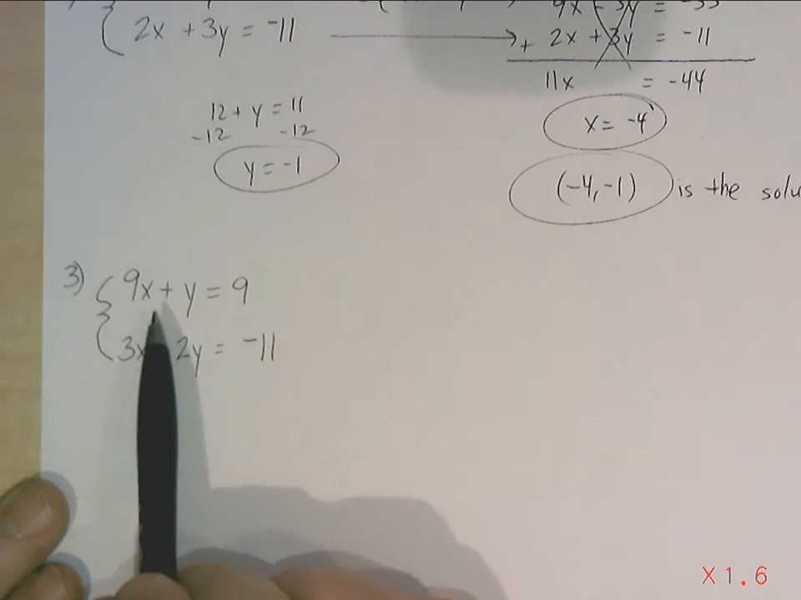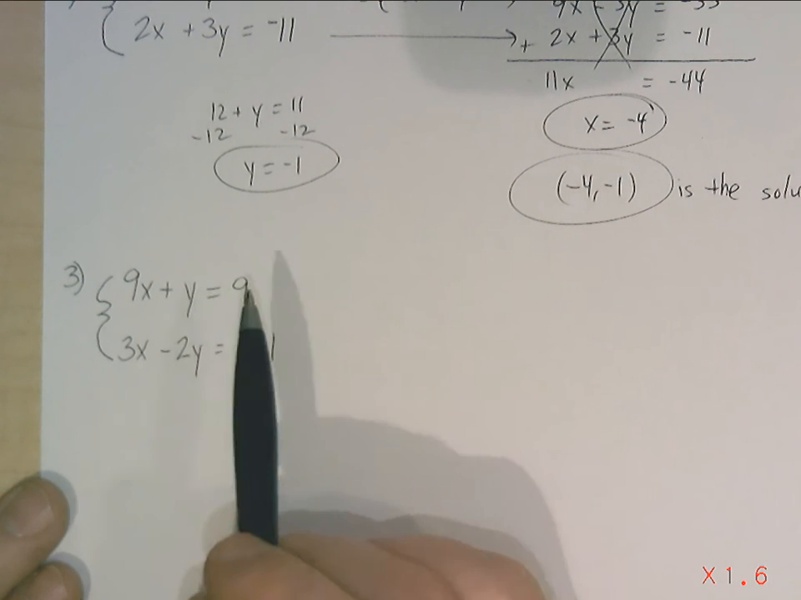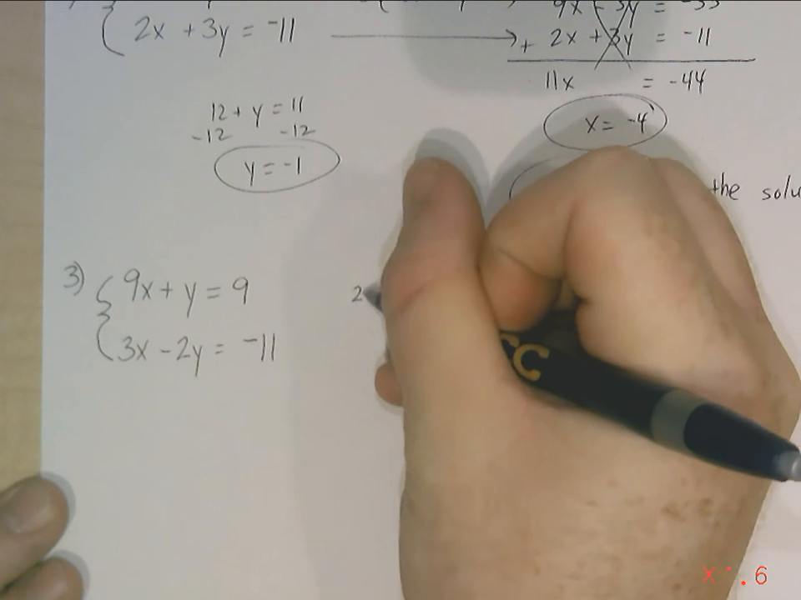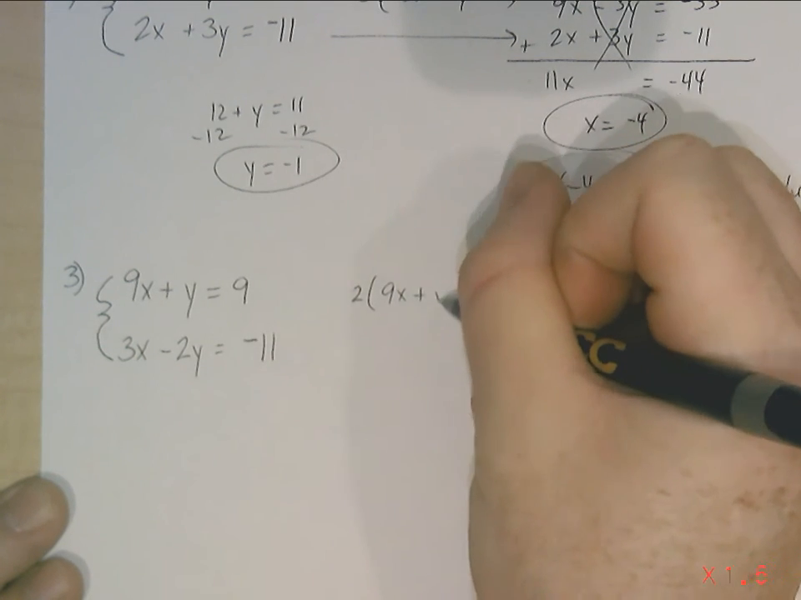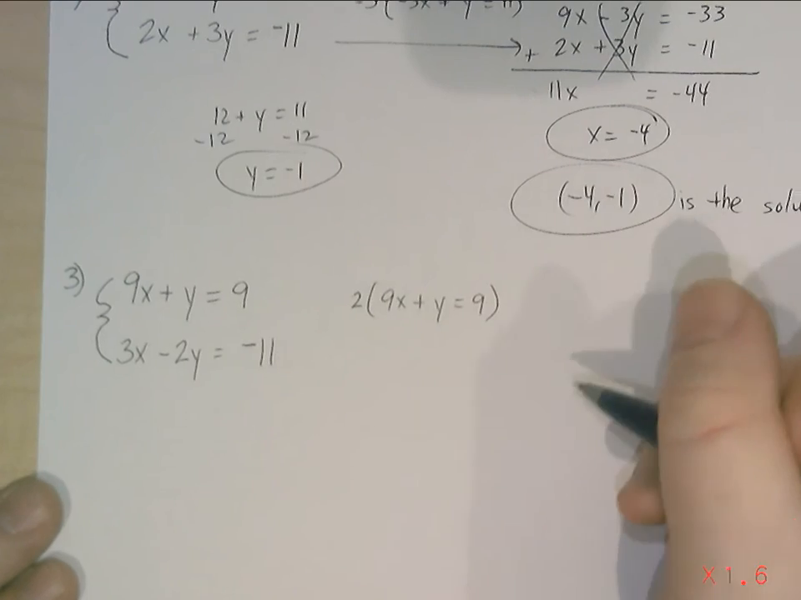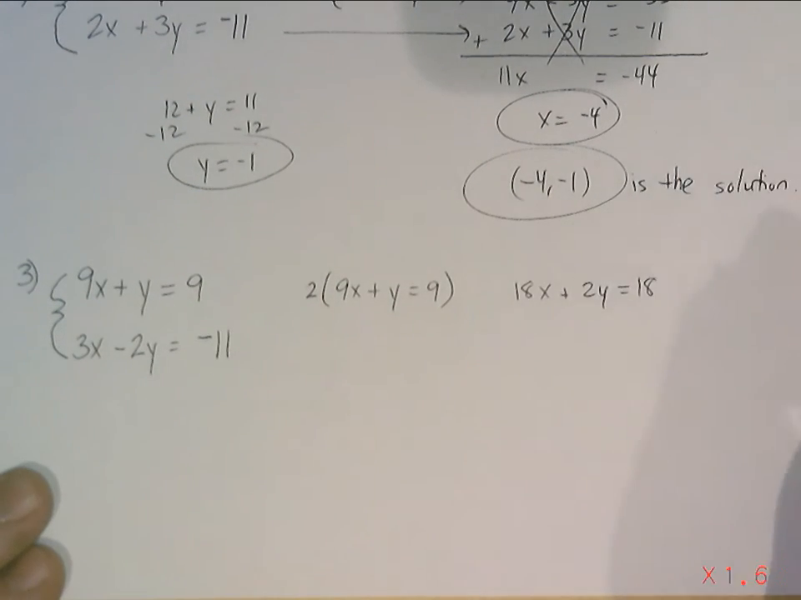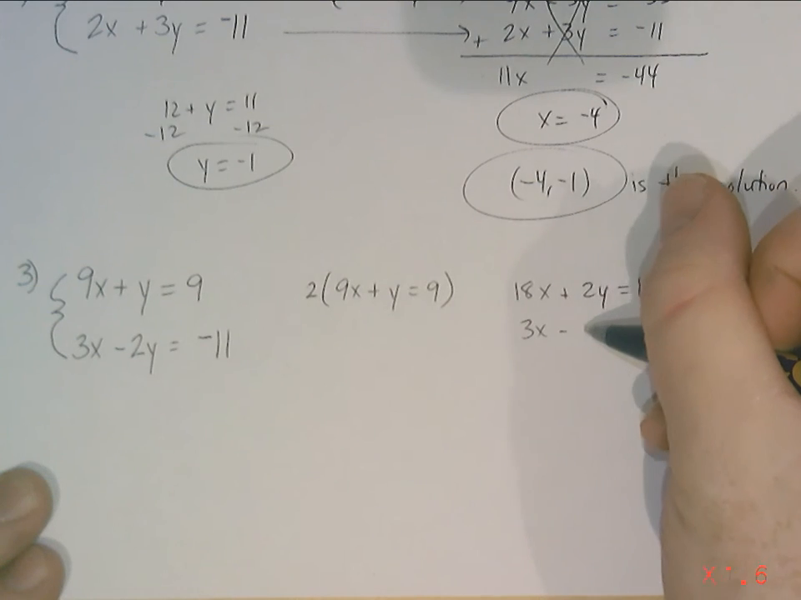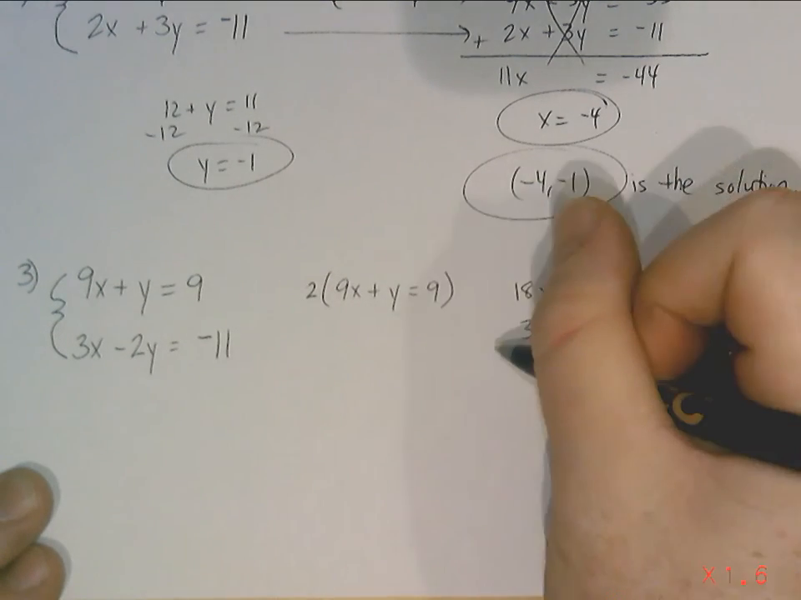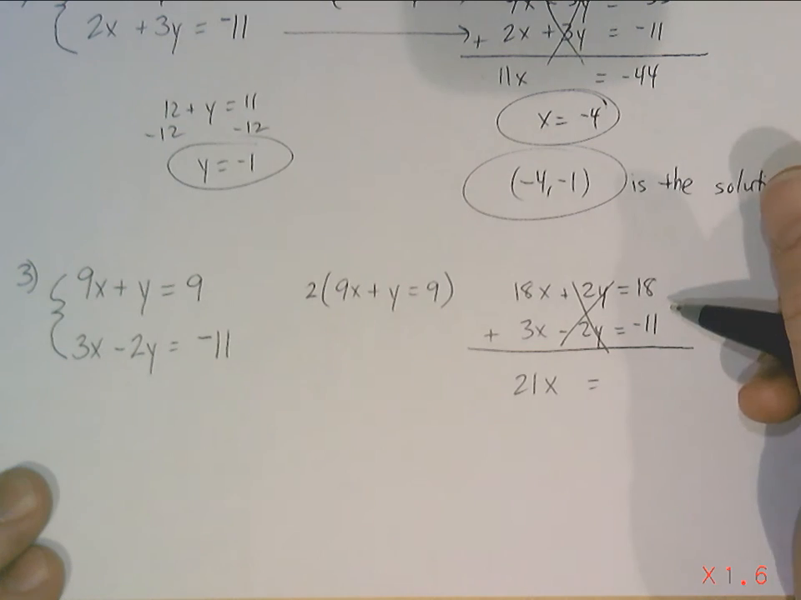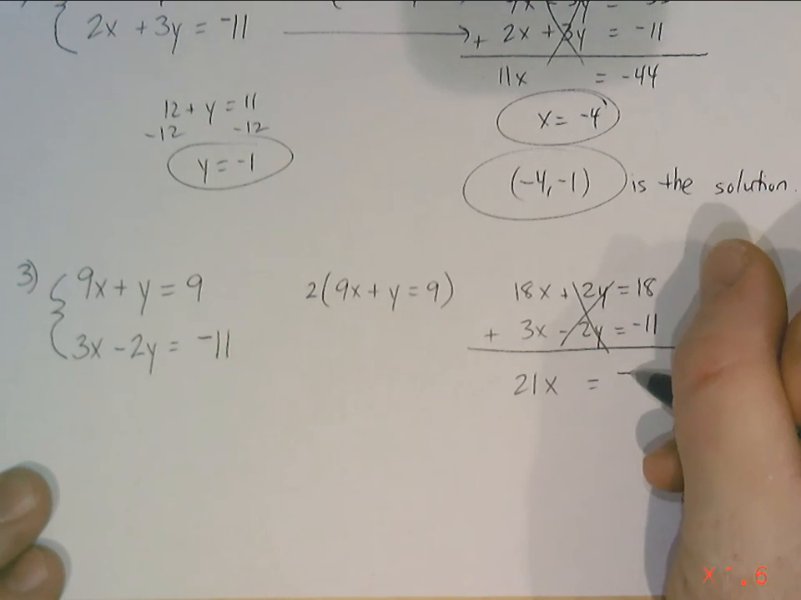You'll end up with the same answer, same result. So I'm just going to multiply the top by 2, just because it's the first thing I thought of when I saw it. So I'm going to multiply the top by positive 2. Okay, I'm going to end up with 18x plus 2y equals 18. Then I'm going to add that second equation to it. We've got 21x. This cancels out, and this becomes positive 7.